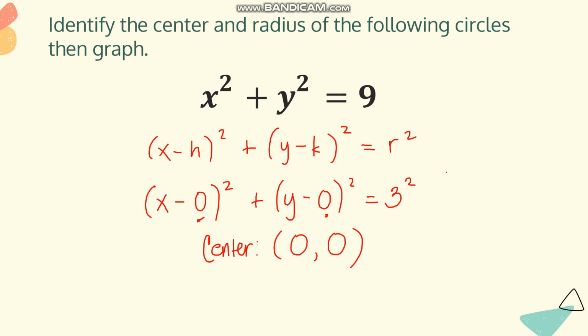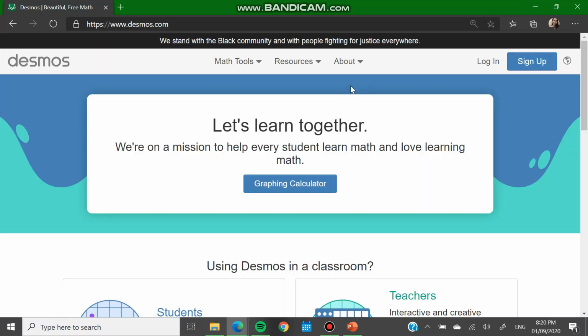And then for the radius, we just have to look here. So r is equal to 3. Okay, so the center is (0, 0) and the radius is equal to 3. Now, in order for you to graph this, we can use GeoGebra or Desmos. So let's see how we are going to graph it. I will show you how to graph the given circle using Desmos.